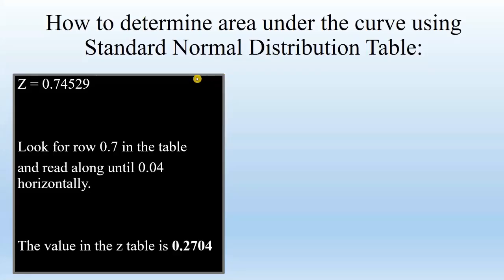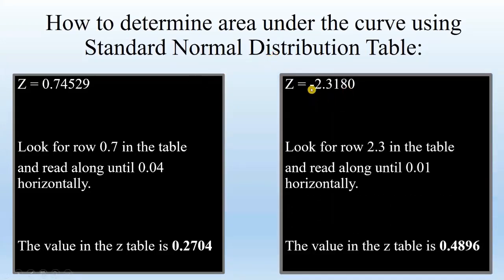Let us look at one more example with respect to a negative Z number. So here in this example, the Z score obtained is minus 2.3180. So the first step is focusing on the three numbers of the Z score. Irrespective of whether it is a negative number or a positive number, that doesn't matter because the normal curve is symmetrically distributed. So the area on the left and the right hand side of the normal curve is going to be the same. So here the first three numbers are 2, 3 and 1.